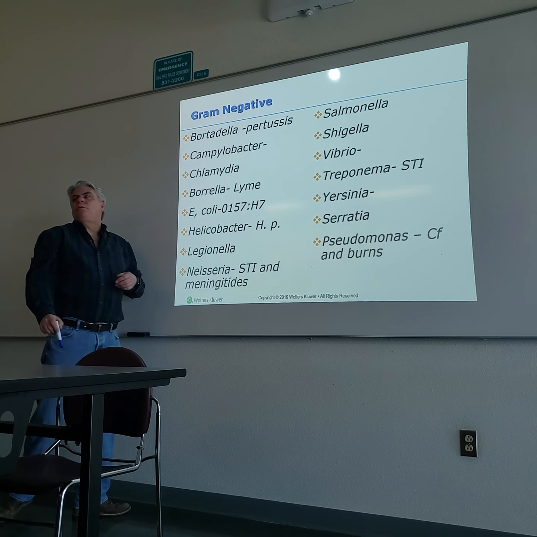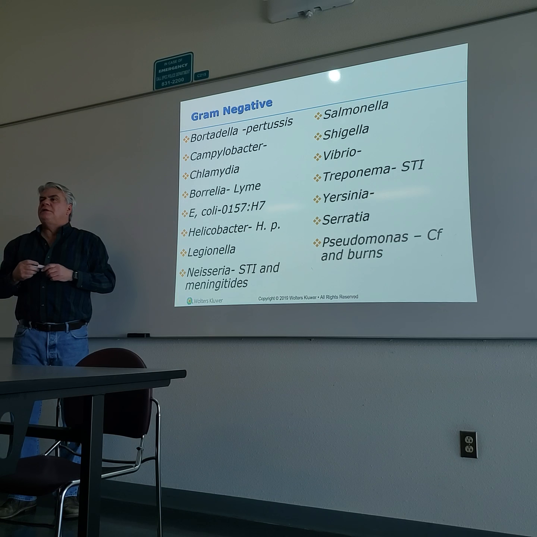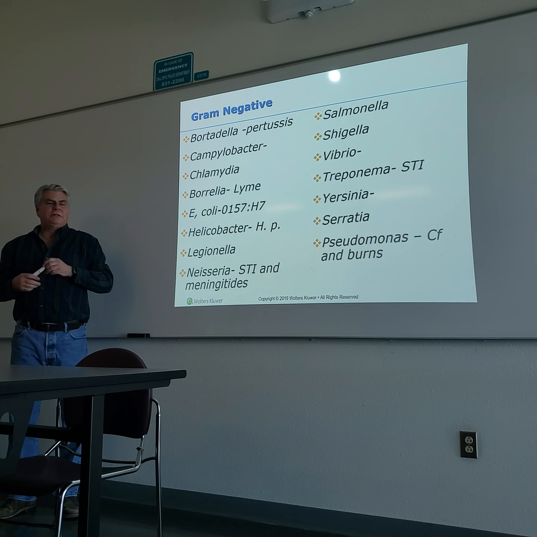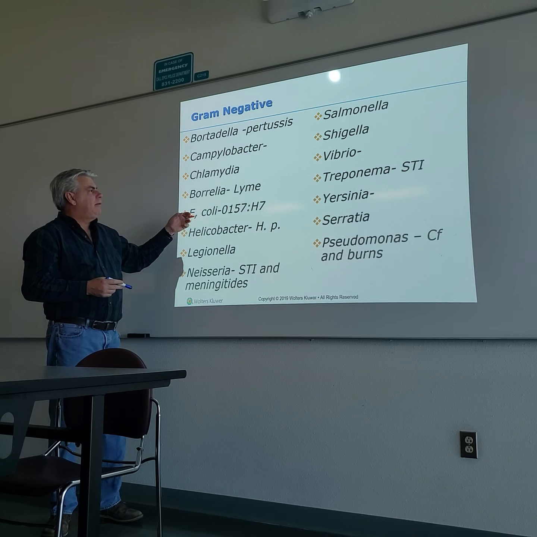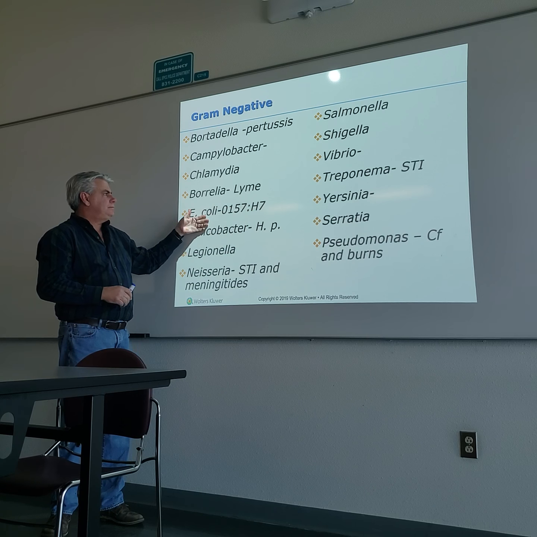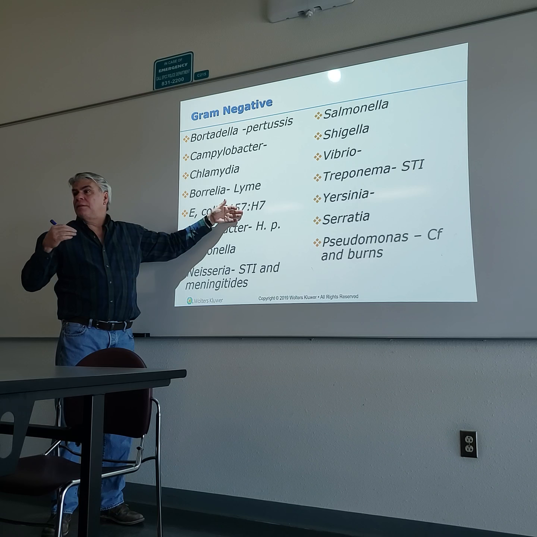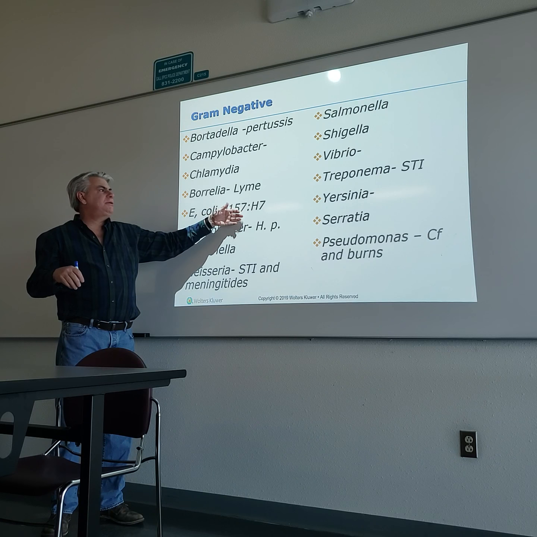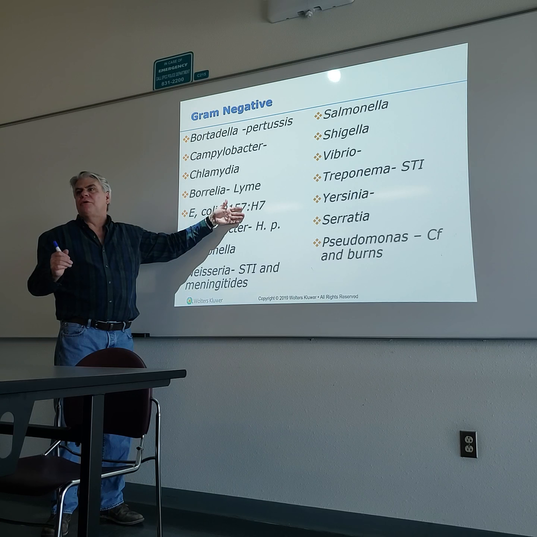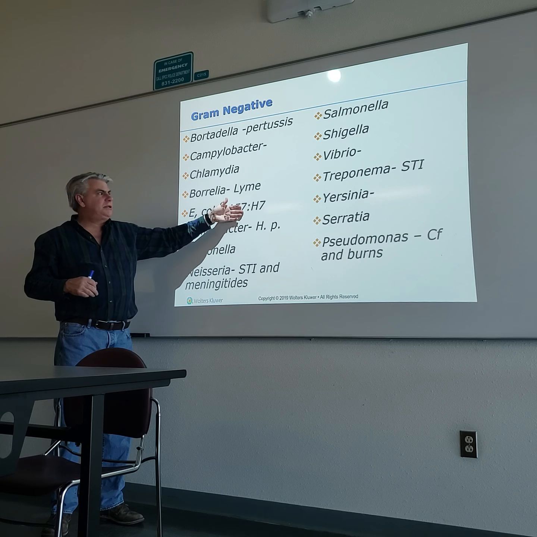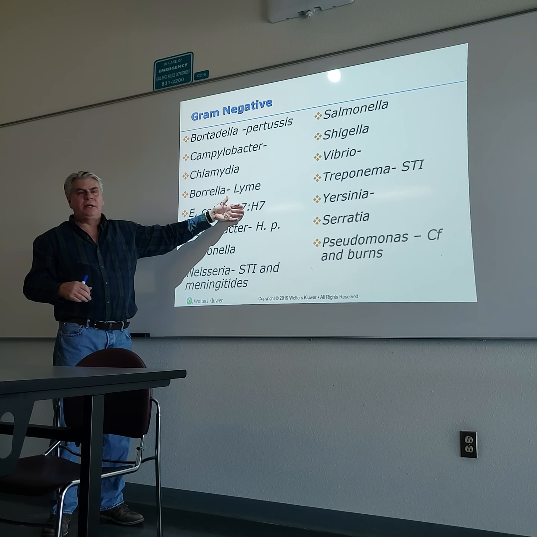Lyme disease is what? Is that becoming more and more prevalent? Yes. Yes, it's starting to spread. What is E. coli? What is O157:H7? O157 is a bad one. This is the bad one. Shiga toxin is the one that can cause what? Hemolytic uremic syndrome. We'll get to the kidney, we'll talk about that. This is the one that kills you by damaging your kidneys.